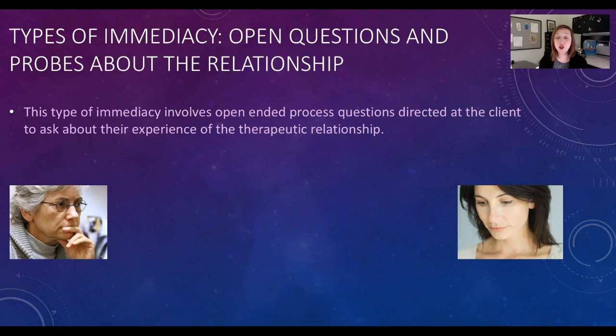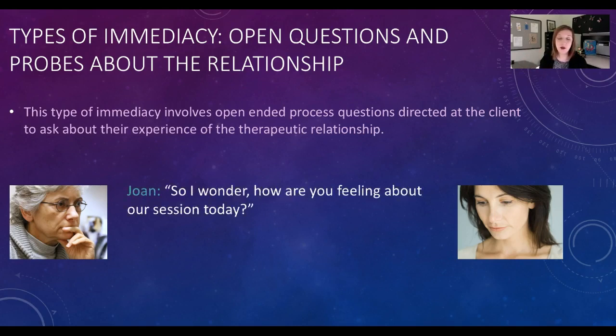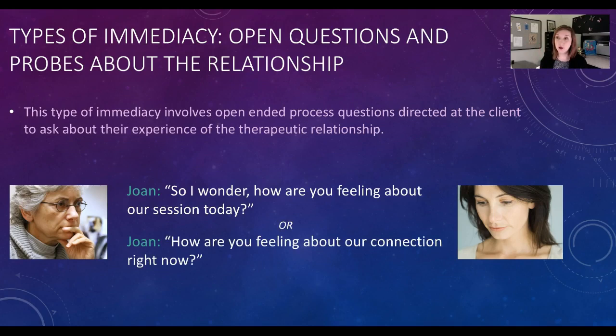So she should use immediacy. Here are a few different ways she could do that. One is just open questions and probes about the relationship. So this involves, again, open-ended process questions like you've used before. These are directed to the client to get them to talk about their experience of the therapeutic relationship. So an example could be Joan saying, "So, I wonder how you're feeling about our session today." So that's referring to the current session. She could also do something referring to the larger picture, such as, "How are you feeling about our connection right now?"